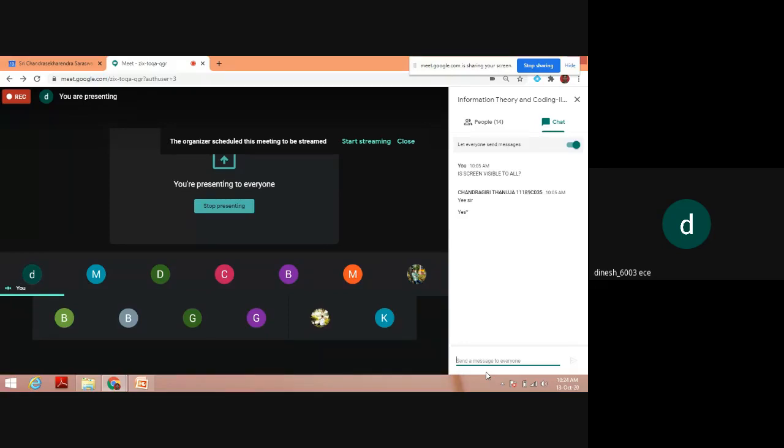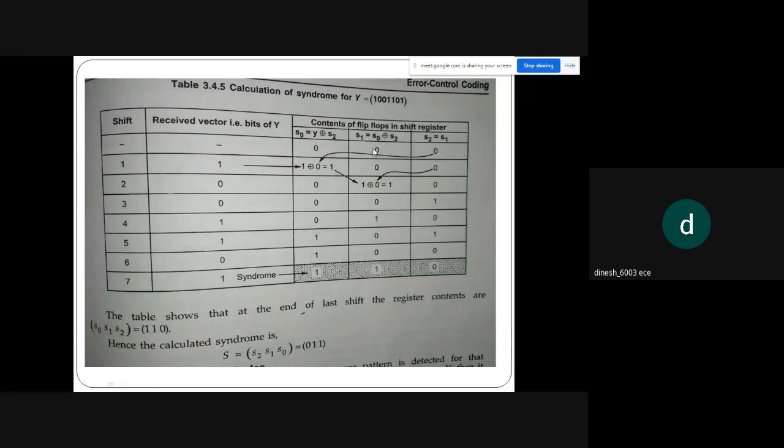Okay, since no queries, I'll move on to the next computation. The next computation is to find the syndrome value. How do I find the syndrome value? At the end of the table, we have the last shift register contents, which determine the contents of your syndrome. So you can write S0, S1, S2 as it is: 110.